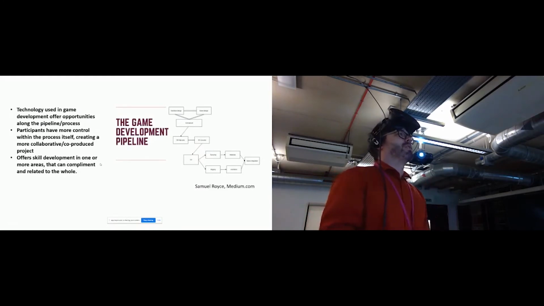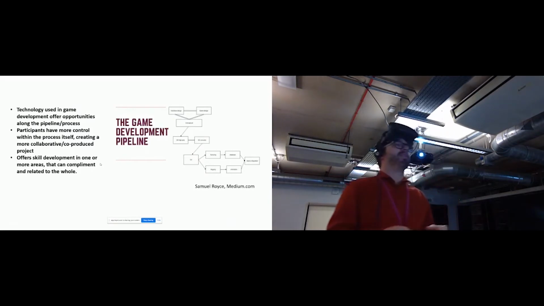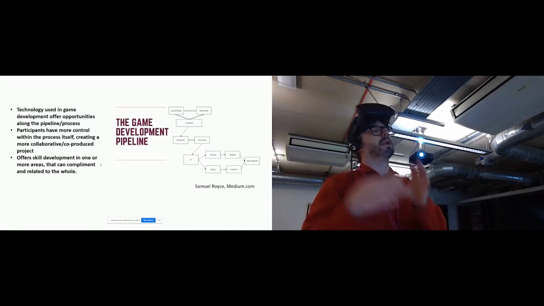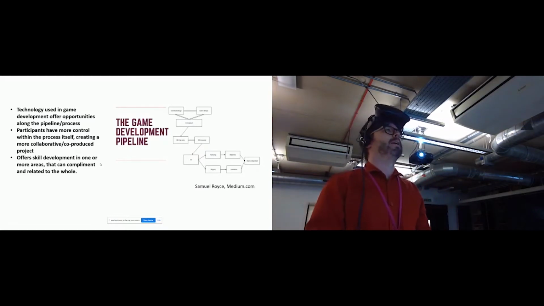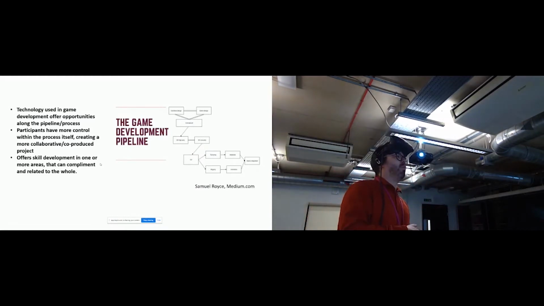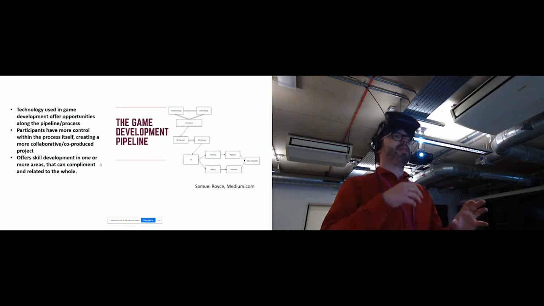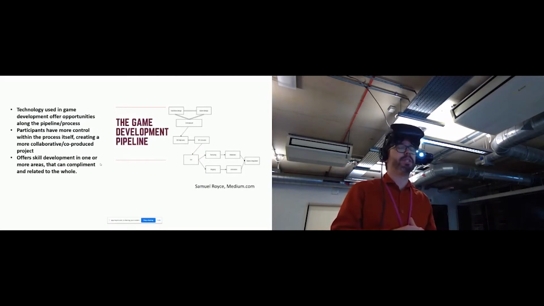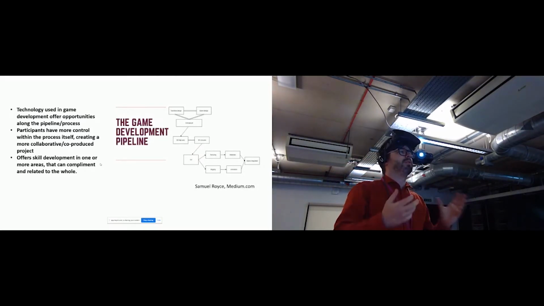The creative process is more collaborative and co-produced rather than participants making or interacting with collections of work at the beginning, and an artist or technician takes it away and then comes back later. It also offers skill development in one or more areas that can complement and relate to the whole. So it's really about piecing together the puzzle and giving opportunities throughout the process. It also means that there are more and more opportunities for access. You'll see in a moment when I go through Tiltbrush. Tiltbrush is a fantastic tool. You don't have to have a huge amount of skill to be able to use it, and it's very, very accessible.